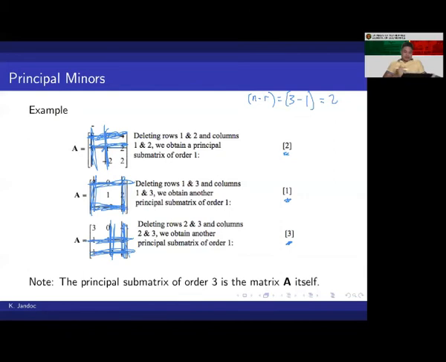And like we have shown before, the principal submatrix of order 3 is the matrix A itself. We're not deleting anything: since r is 3, we should delete n minus r, 3 minus 3, which is 0. We're not deleting any row or column. That's why we're left with the matrix A itself.